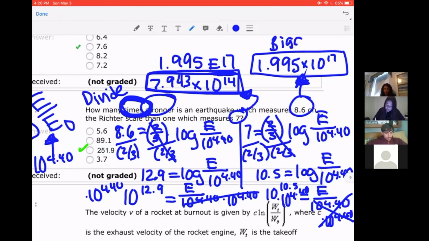Now this is the bigger one. How do we know that? Because it comes from 8.6. The bigger Richter scale is always going to be the stronger earthquake. So we take that 1.995 times 10 to the 17th, and then I just divide by the 7.943 times 10 to the 14th. And then when I divide, that's how I end up with the 251.9. And again, these are hard. So you guys are picking difficult ones. They are harder.